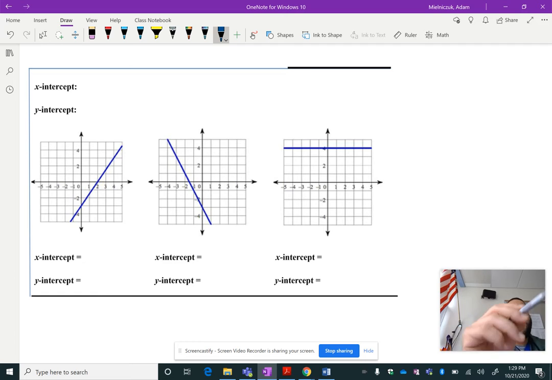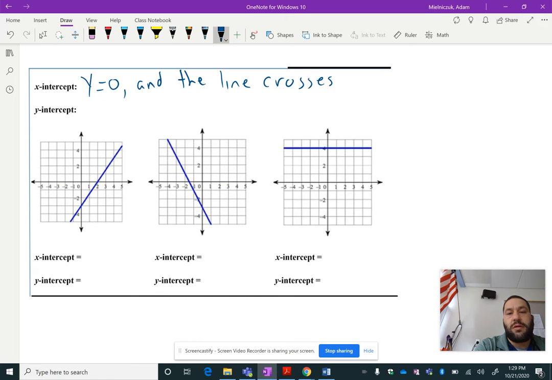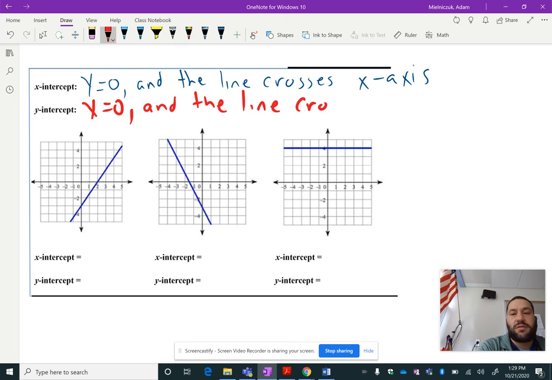So, an x-intercept is the point where y equals 0 and the line crosses the x-axis. Okay, so your x-intercept is where it intercepts the x-axis. Your y-intercept is when x equals 0 and the line crosses the y-axis. Okay, so let's look at the x-intercept for the first one.